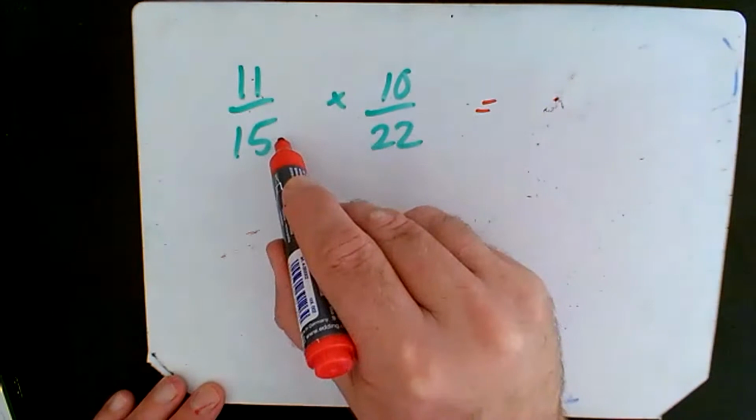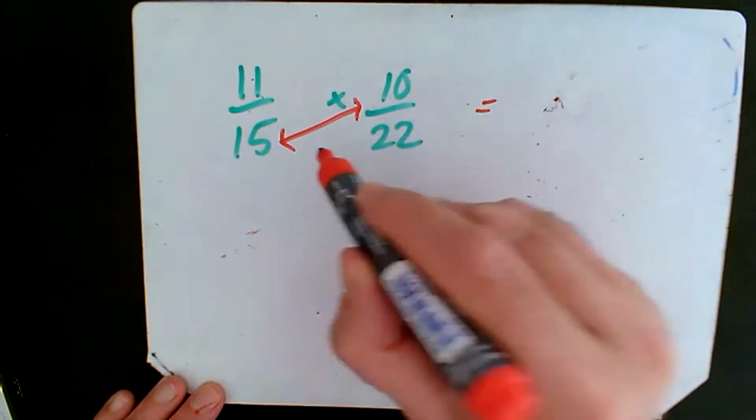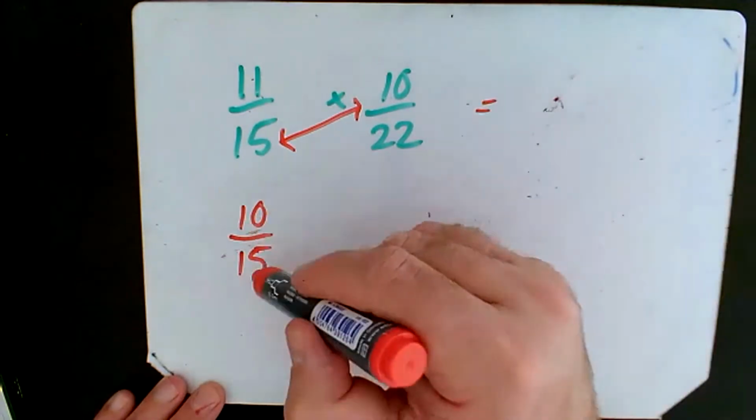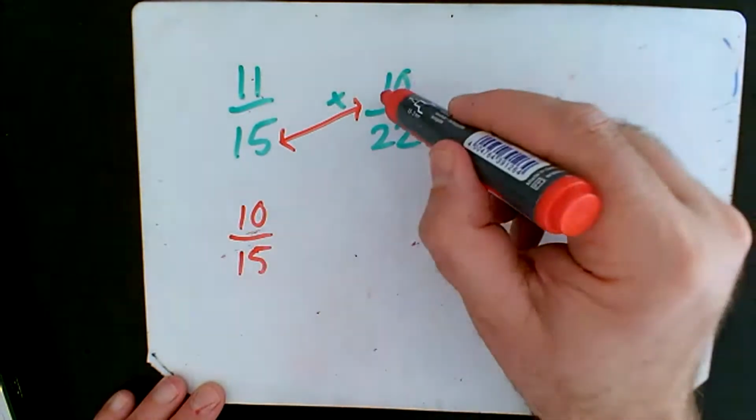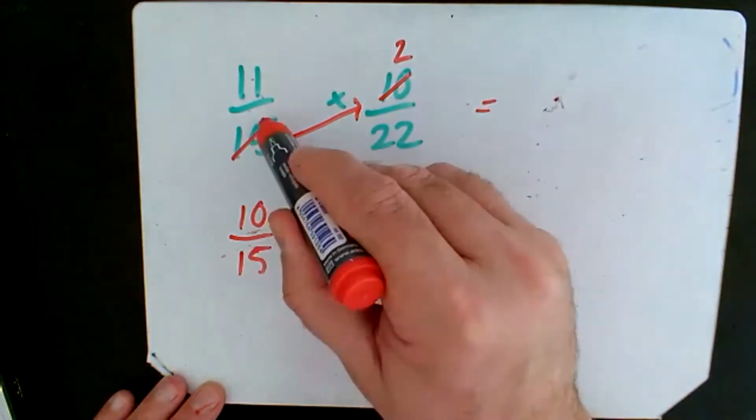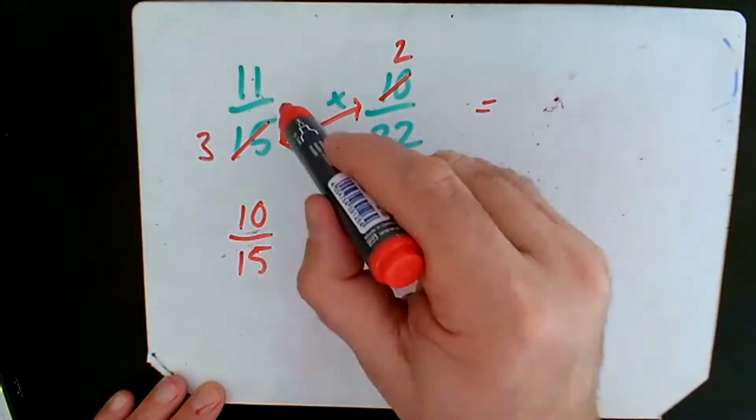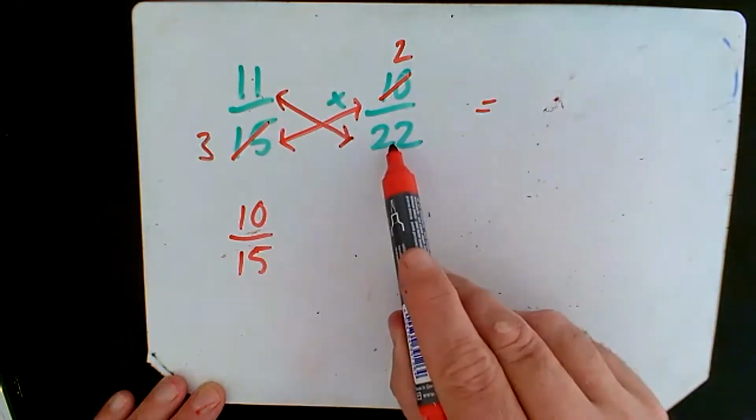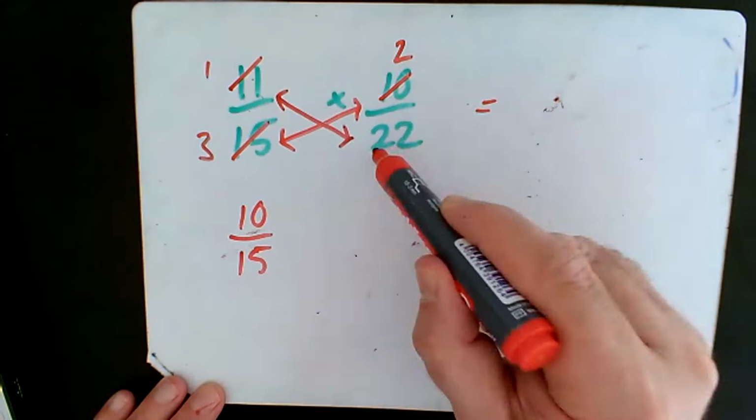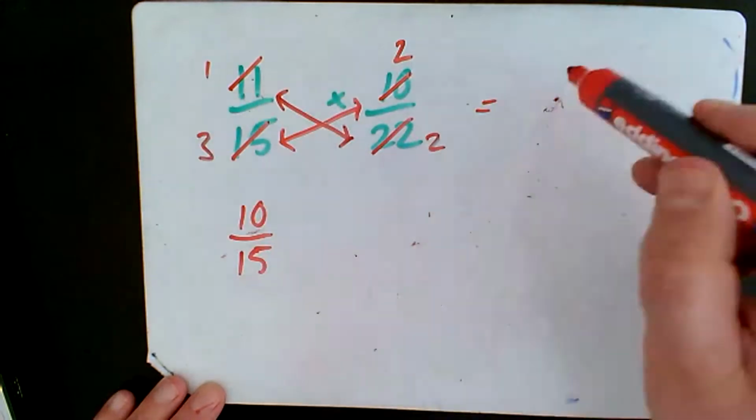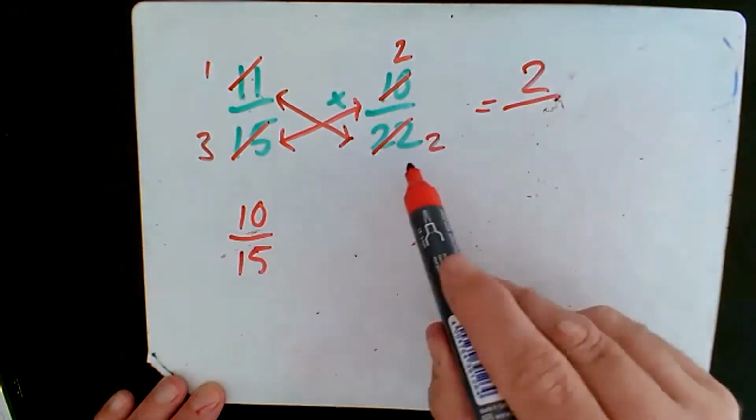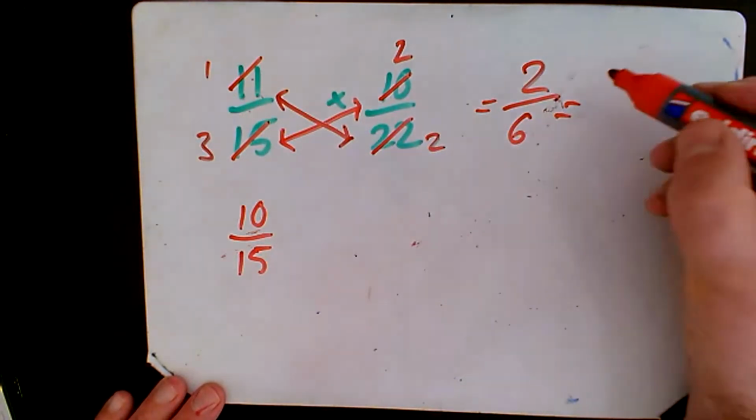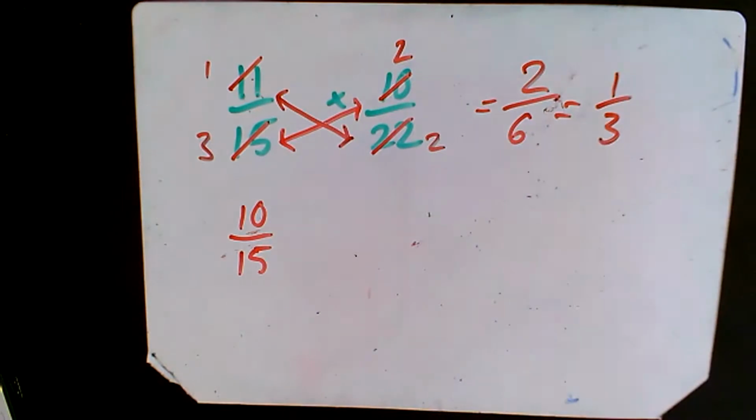So I'm going to go across 15 and 10. Is there a number that goes into both 15 and 10? Well, 5 goes into them both, doesn't it? So 5 goes into 10 twice and into 15 3 times, okay? And I'm going to cross simplify the other way as well. What goes into both 11 and 22? Well, 11 does, doesn't it? 11 goes into itself once and 22 twice. So 1 times 2 is 2, 3 times 2 is 6. 2/6, I can simplify that again to 1/3, okay?